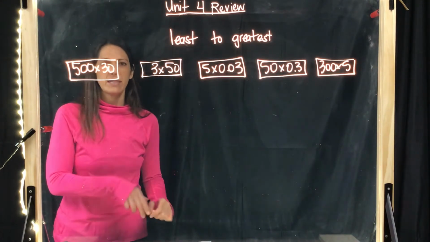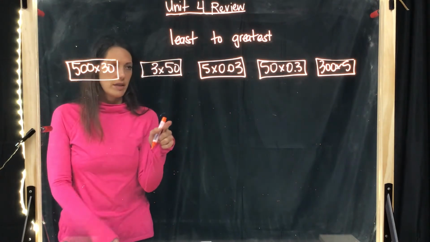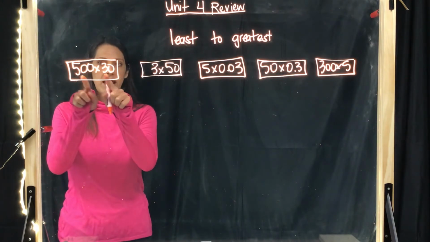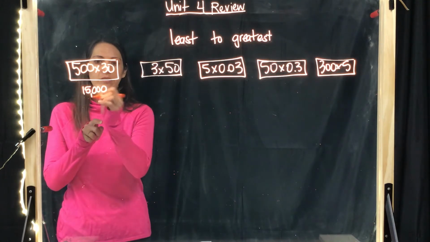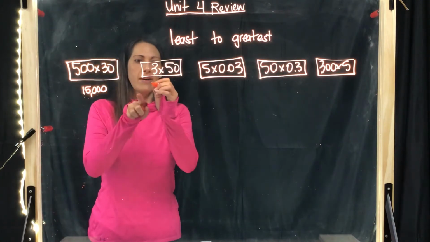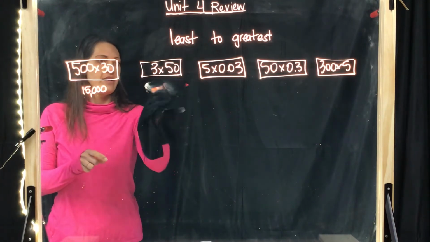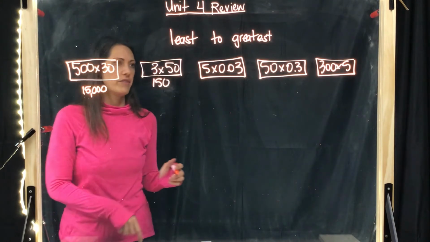So let's go ahead and find the answers to all these problems. Because I see all these zeros and these decimals, I know I'm just going to multiply the two terms and then add the zeros. 5 times 3 is 15, and I'm going to add 3 zeros there, so that's 15,000. 3 times 5 again is 15. Oops. 3 times 5 is 15, and I'm going to add a 0, so that's 150.